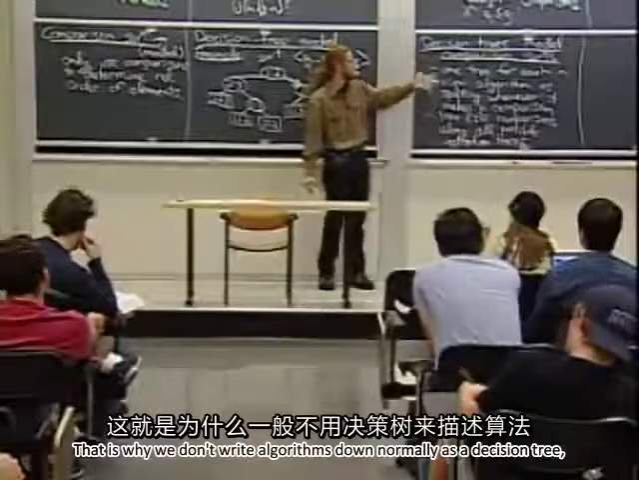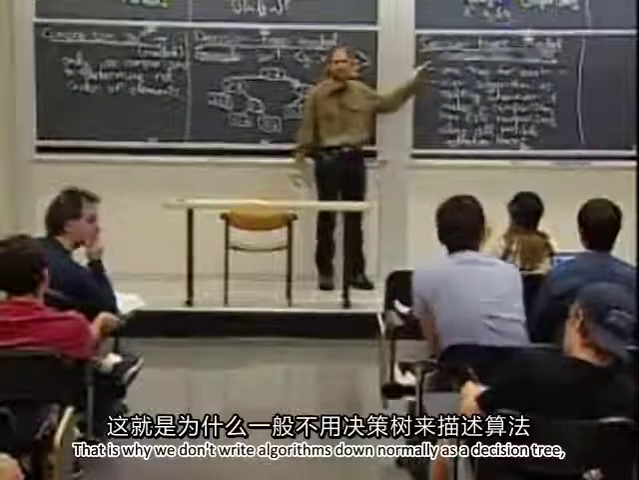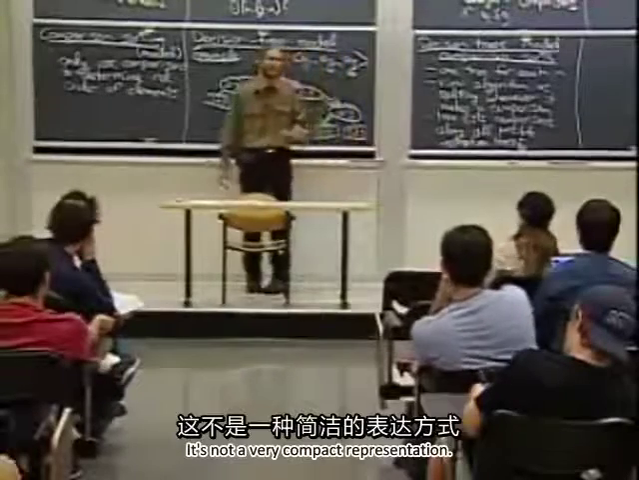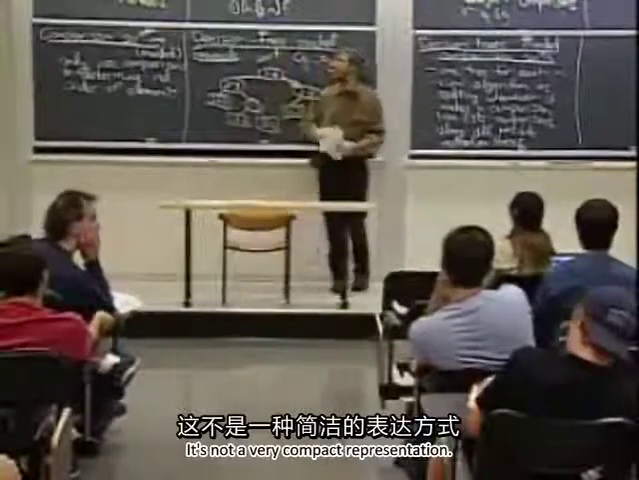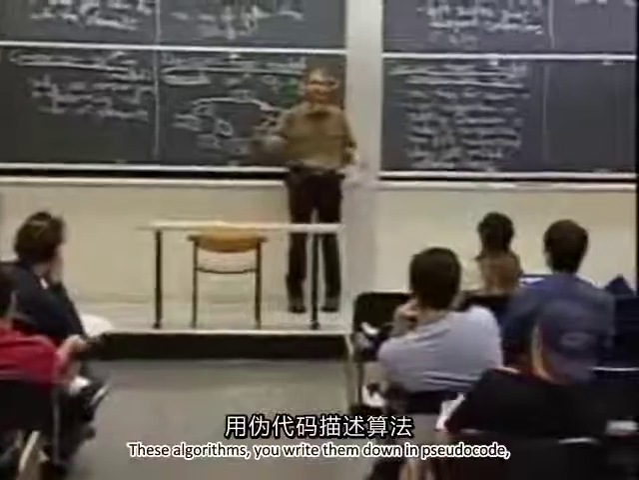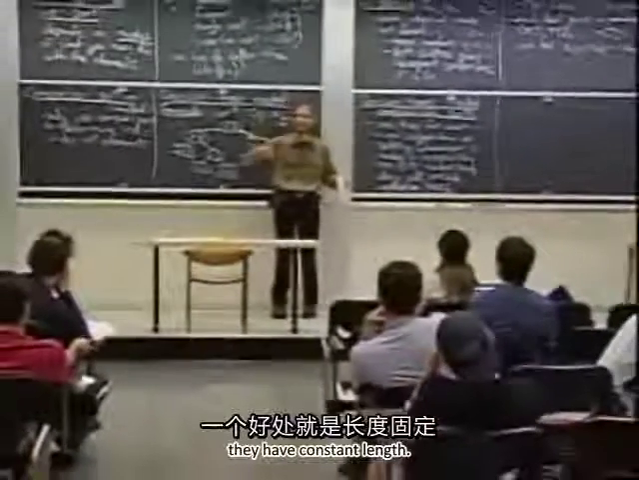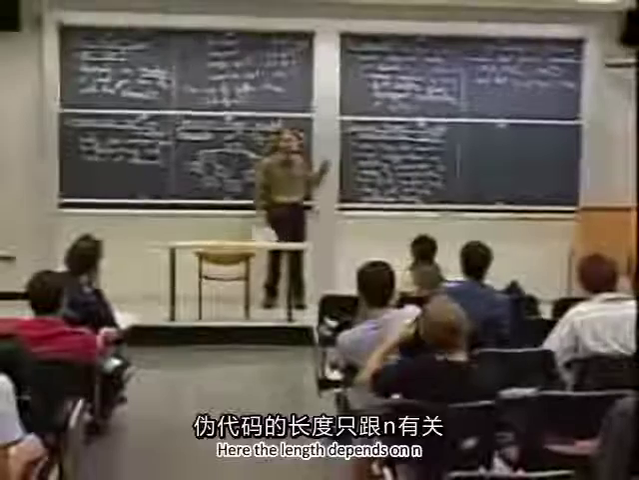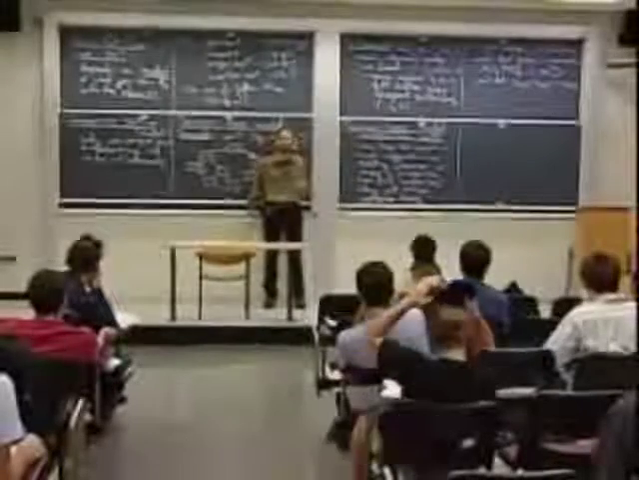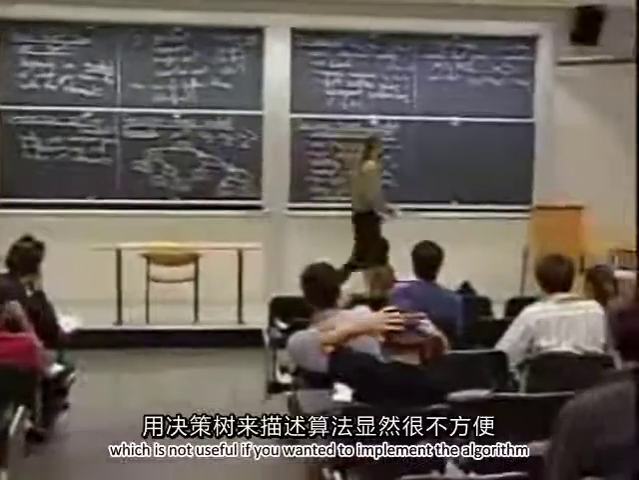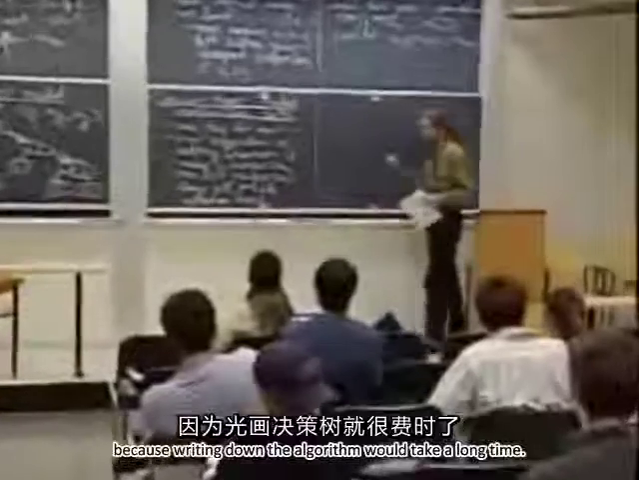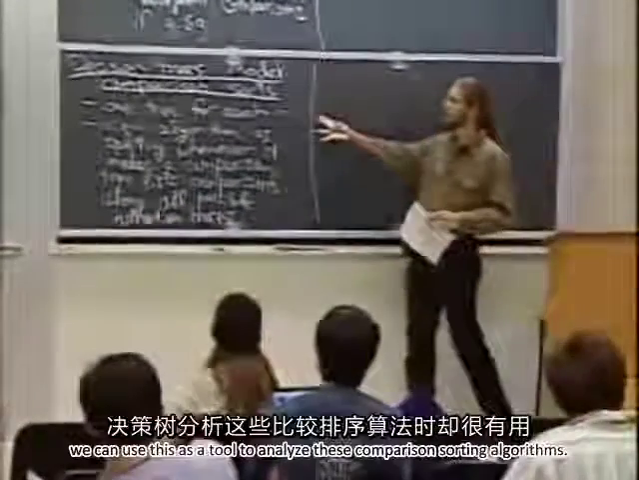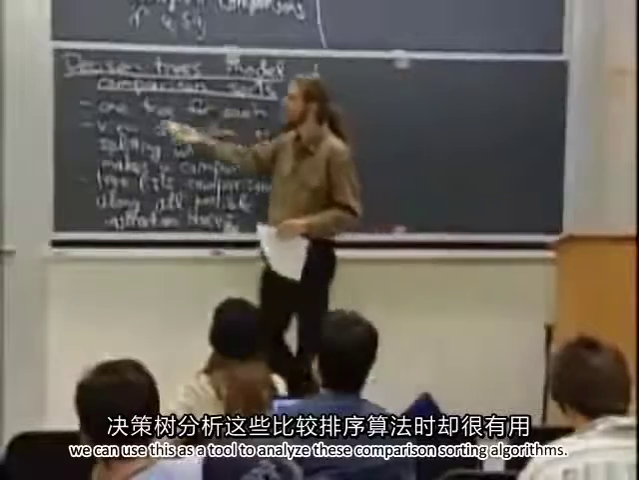That's why we don't write algorithms down normally as a decision tree. Even though in some cases maybe we could, it's not a very compact representation. These algorithms, you write them down in pseudocode, they have constant length. It's a very succinct representation of the algorithm. Here, the length depends on n, and it depends exponentially on n, which is not useful if you wanted to implement the algorithm. So writing down the algorithm would take a long time. Okay, but nonetheless, we can use this as a tool to analyze these comparison sorting algorithms.